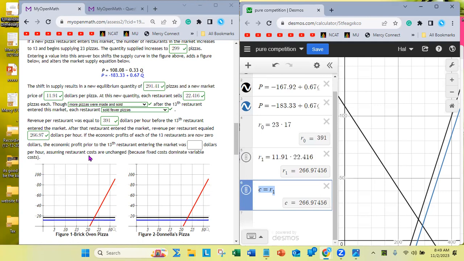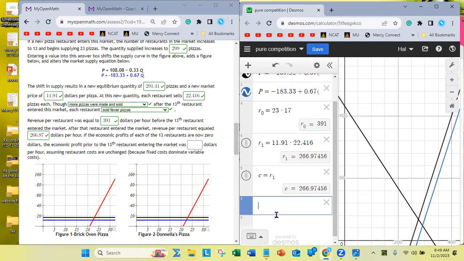Now we're assuming what? Restaurant costs are unchanged before and after. So we're saying this is the cost before the 13th restaurant enters the market, and this is the cost after the 13th restaurant enters the market, right? And we're assuming that because maybe fixed cost in this example dominate variable cost, right? So there's a small change in variable cost, no change in fixed cost. So the change in total cost is negligible, right?